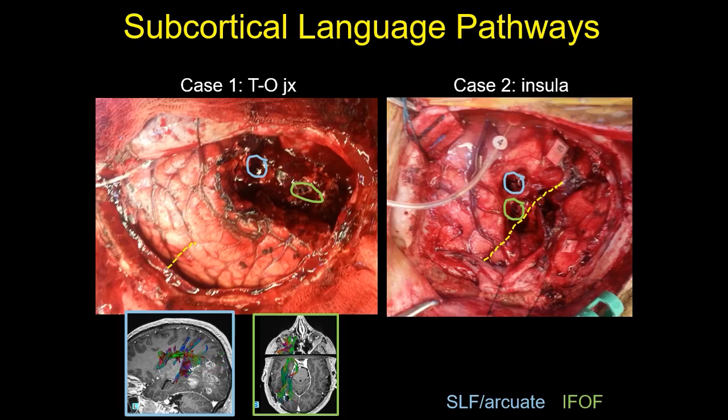On the right, we see the case of a patient with an insular tumor on the left side, for which stimulation of the arcuate and inferior frontal occipital fasciculus served as the deep functional margin.